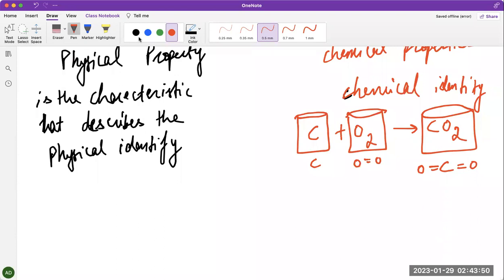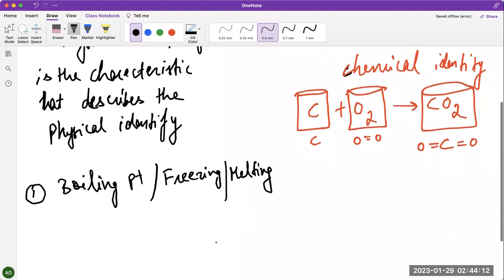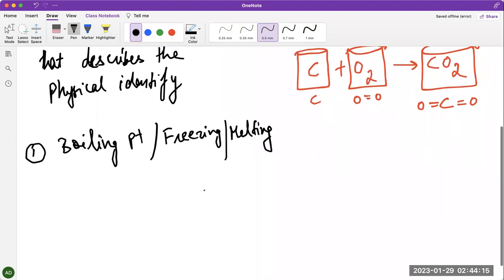Let's take some examples now of what a physical property would be like. The first one we're going to talk about is boiling point. When you say boiling point, also keep in mind the freezing point or the melting point. They are also physical properties. Why are all these physical properties? Let's think about this. What is boiling, first of all?